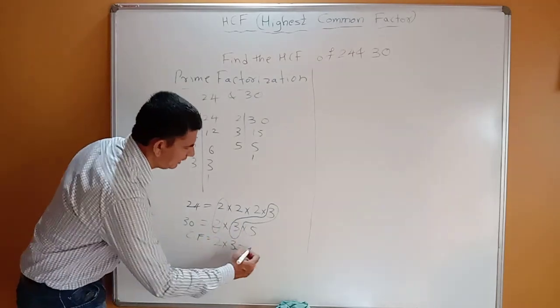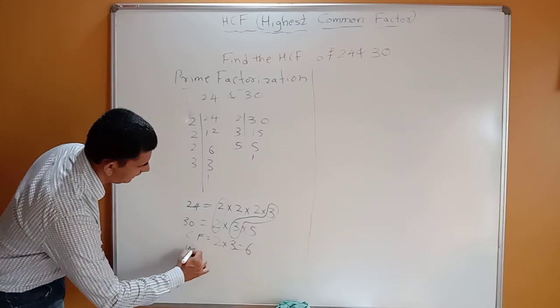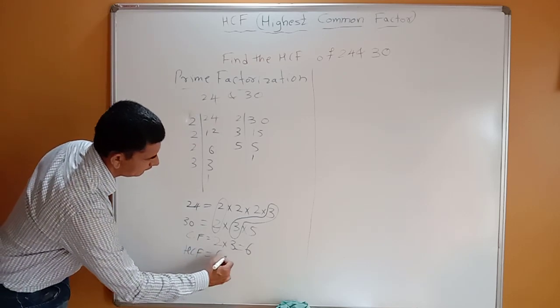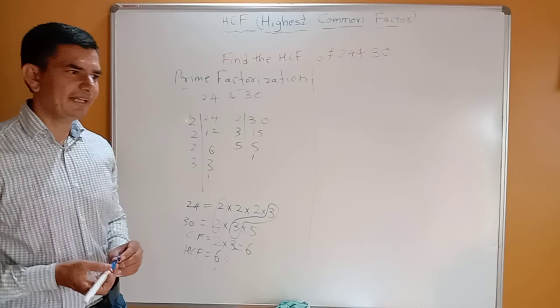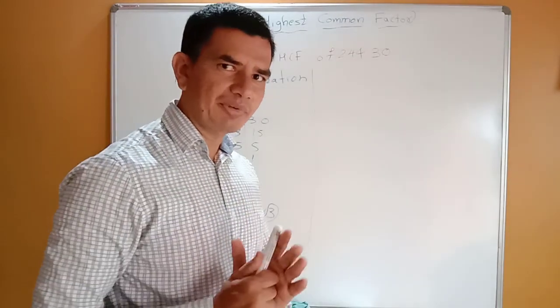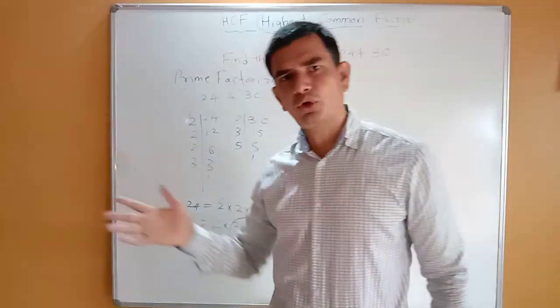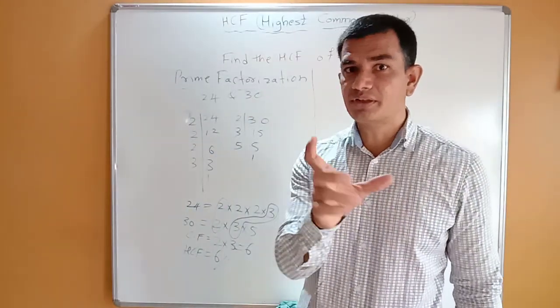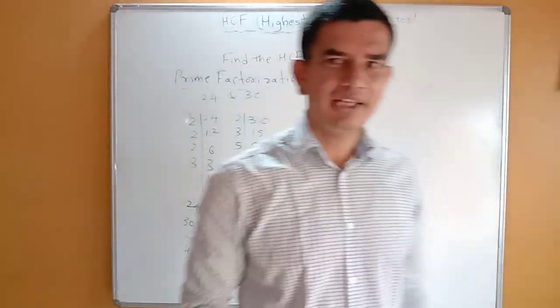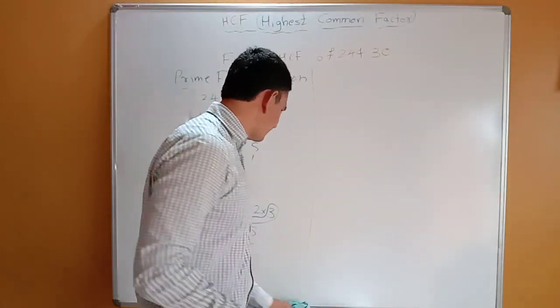After that we have to multiply. So what is the HCF here? 6. Now we got the answer HCF 6 with the help of the prime factorization method. Now let us see the division method, the same sum. Let us see whether the answer will become 6 or not. Then you will be more confident regarding that.